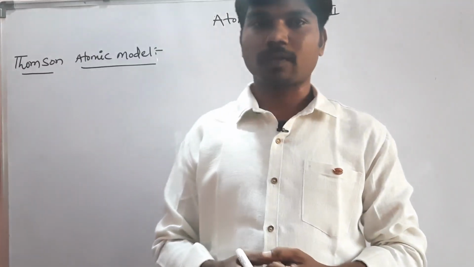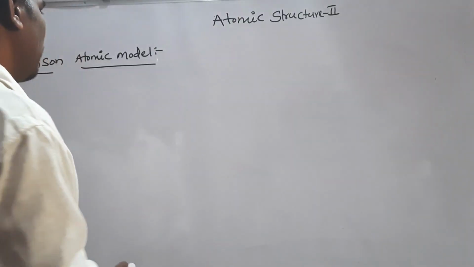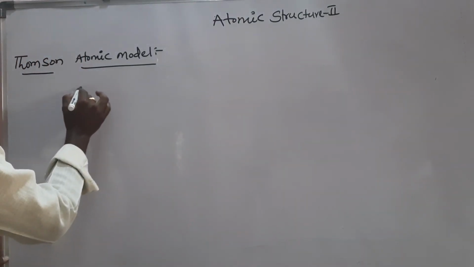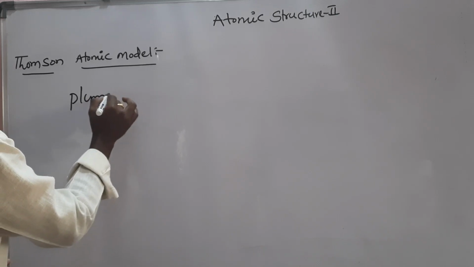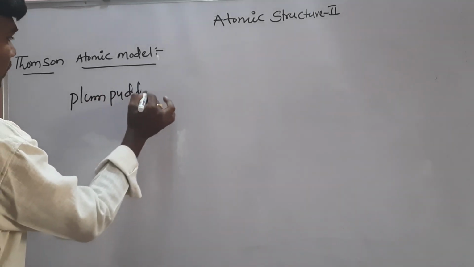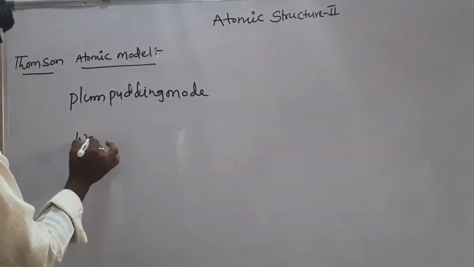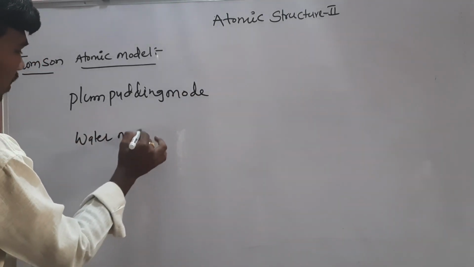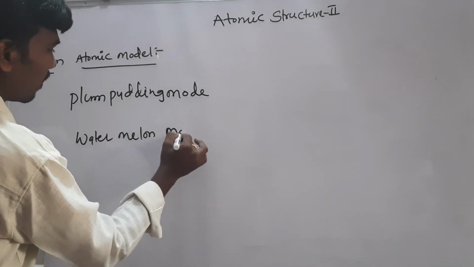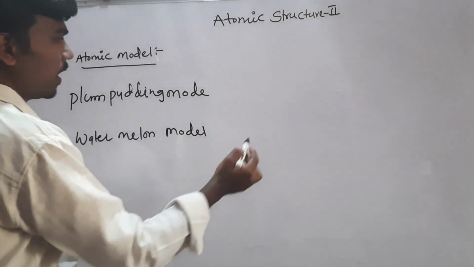J. J. Thomson gave the first atomic model. This atomic model is known as the Plum-Pudding model, and one more name is there for this one, the watermelon model also. He compared the atom to a watermelon.